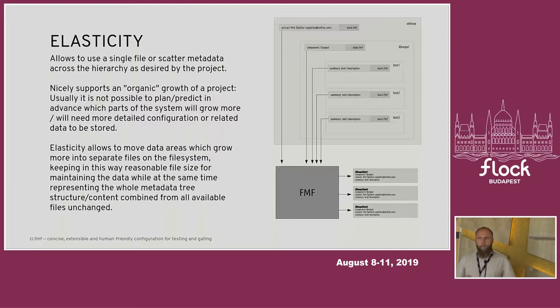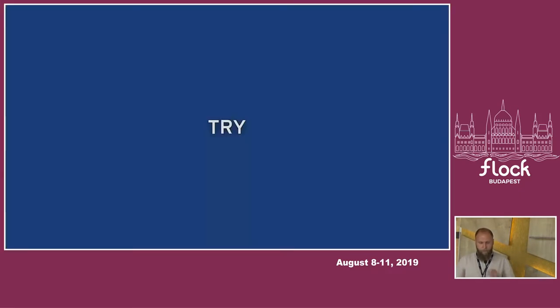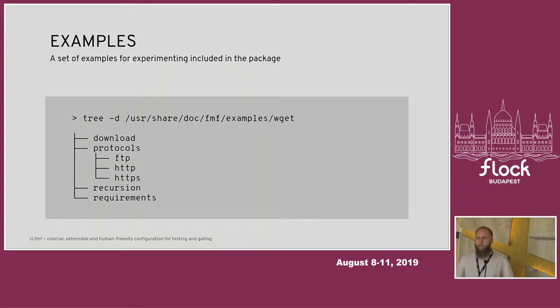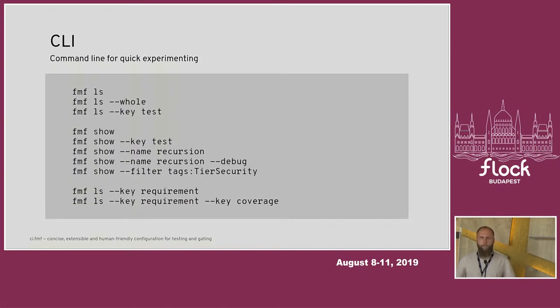So FMF allows you, if you need, to separate that information into different directories or files and have it nicely structured in the file structure. If you want to try it, just install it with enf install or pip install, or take it from GitHub and start experimenting. The package itself contains a couple of examples, so you can just go to the directory and start to experiment with that. It has a CLI, with quite intuitive subcommands, I would say.